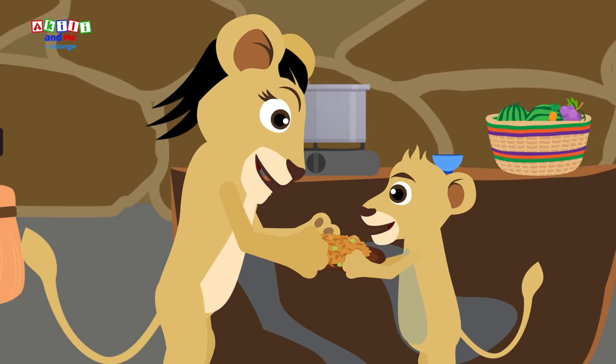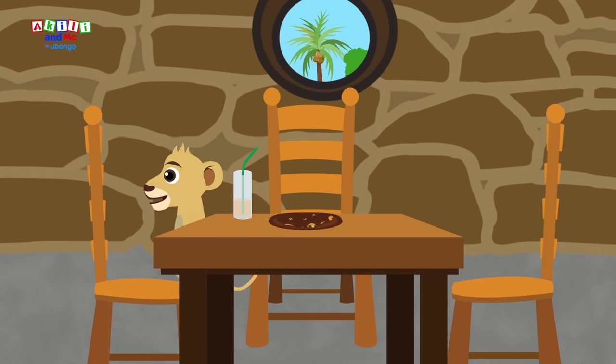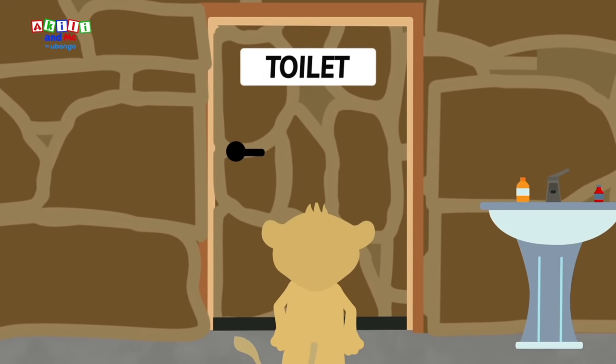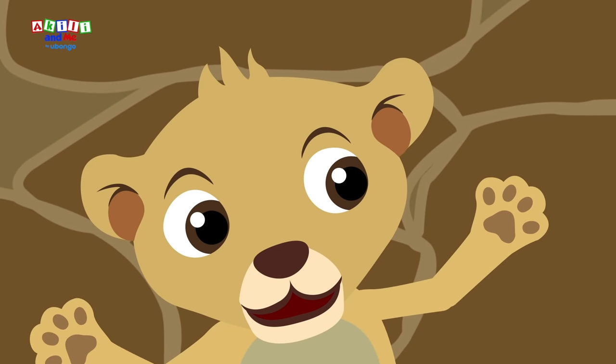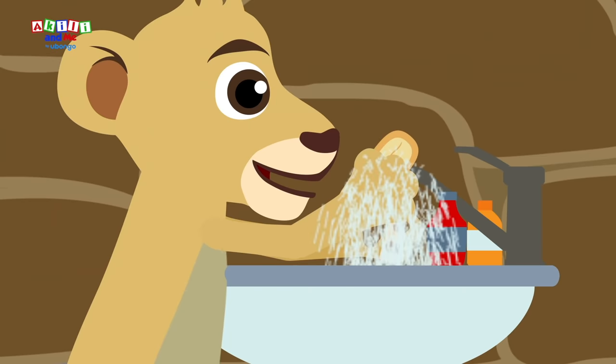My food was so yummy. And after my yummy lunch, I went to use the toilet. Even though my hands didn't look dirty, I still washed them. Because sometimes we can't see the little germs that make us sick.